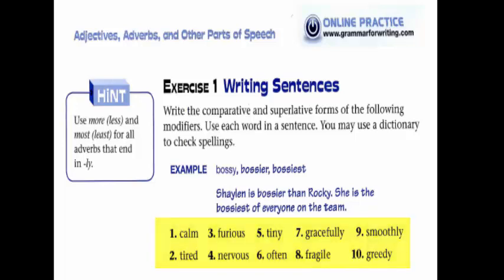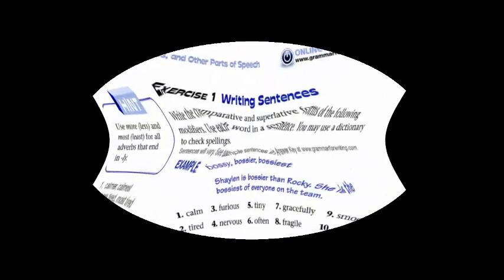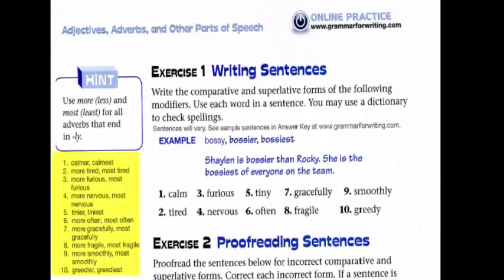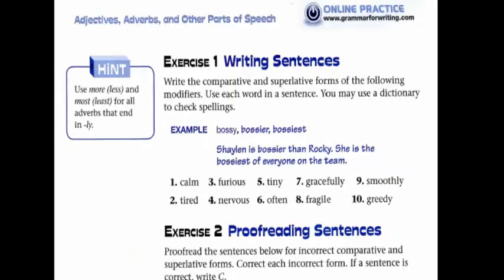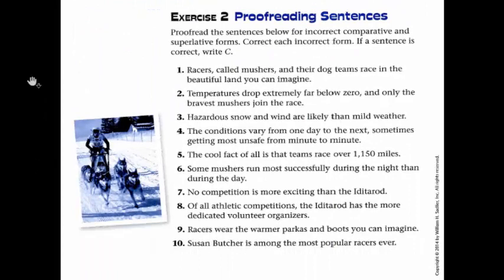Stop the video and think of your answers. Here is the answer. Check your answers and give yourself a mark out of 30: 1 mark for the positive, 1 mark for the comparative, and 1 mark for the superlative. Now let's go to the second activity, proofreading sentences. Proofread the sentences below for incorrect comparative and superlative forms. Correct each incorrect form. If a sentence is correct, write C. Number 1.